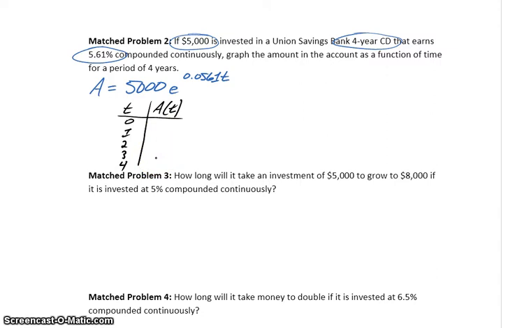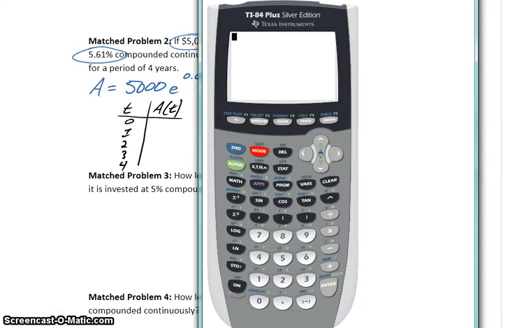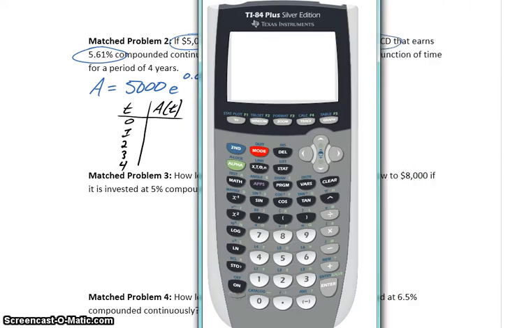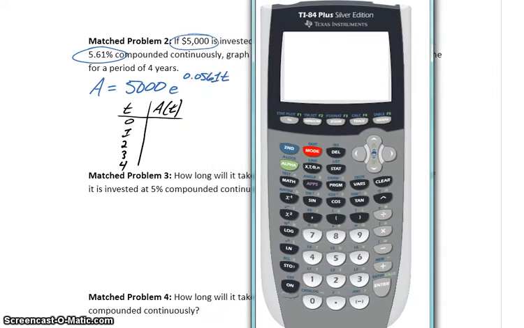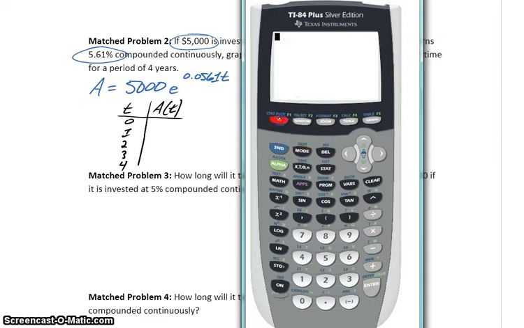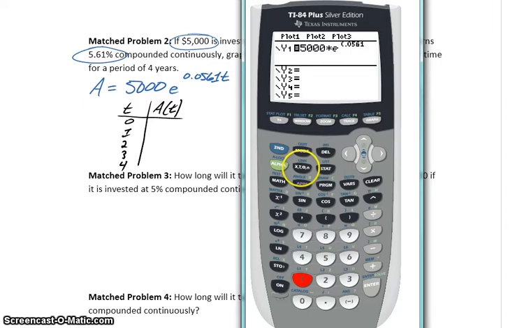The long approach to this would be to evaluate this function 5 different times, plugging in 0, 1, 2, 3, or 4 for t. So let's take a look at a couple of quicker methods so that we don't have to go through that process that's really just a little repetitive. So our original function, we can go ahead and enter in our y equals screen. So 5,000 times e to the 0.0561, and then for a variable, we're always going to press this X,T,theta,n. We just need some variable there. And close our parentheses.